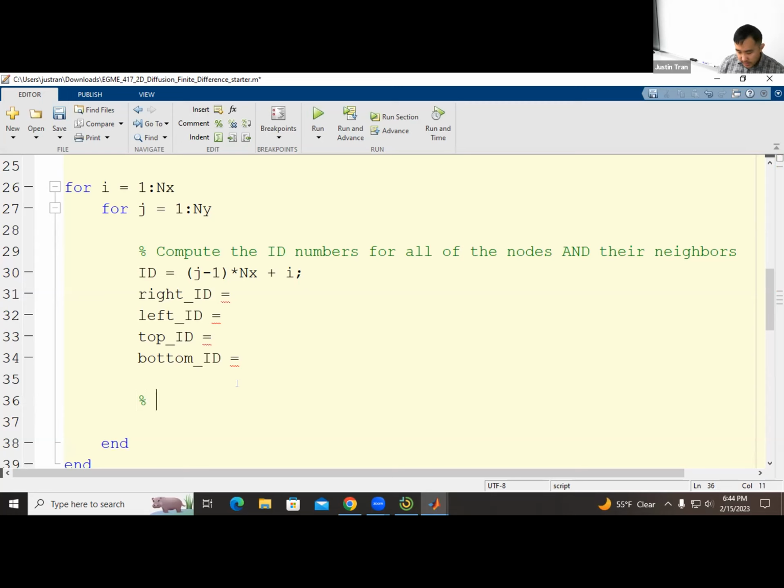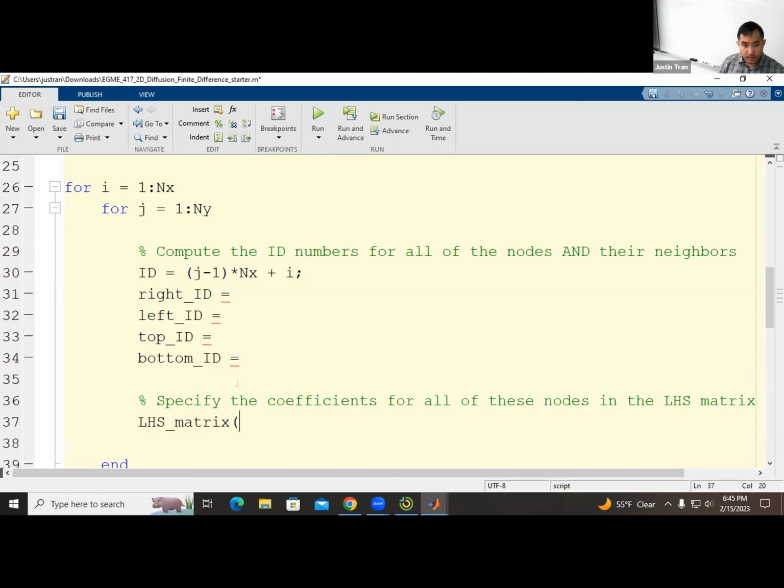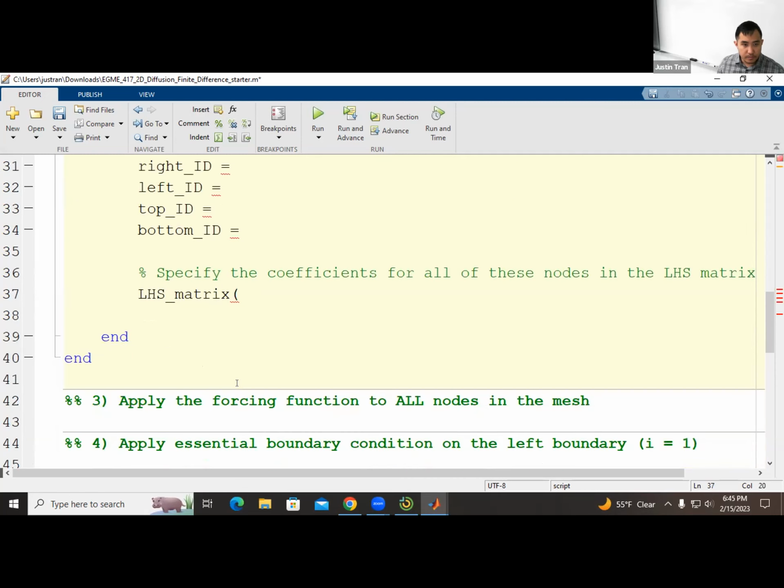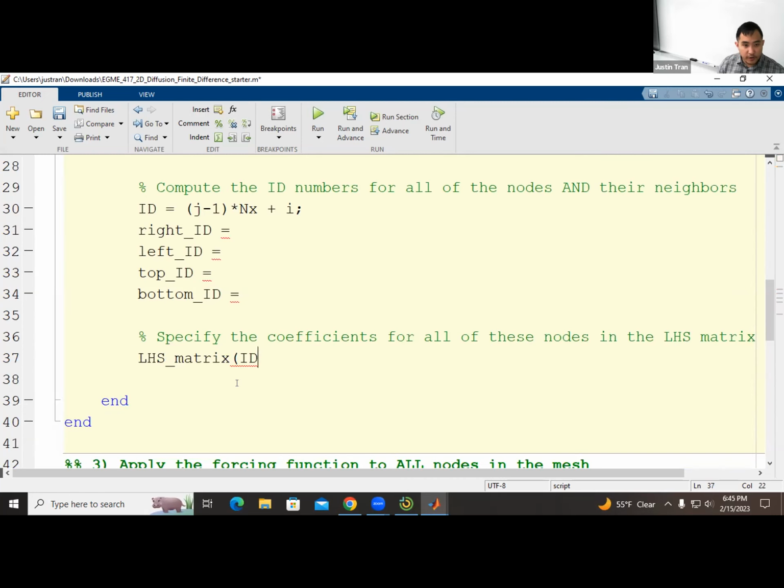Next, once we have all the ID numbers, we need to specify the coefficients for all of these nodes in the left-hand side matrix. So we're going to have 5 lines here. I know it's the time, but let me just finish this up so you can get started on the homework.